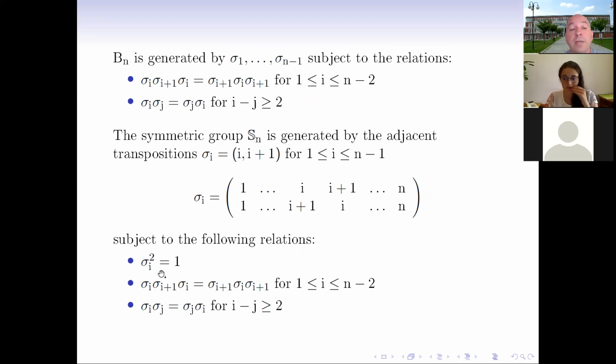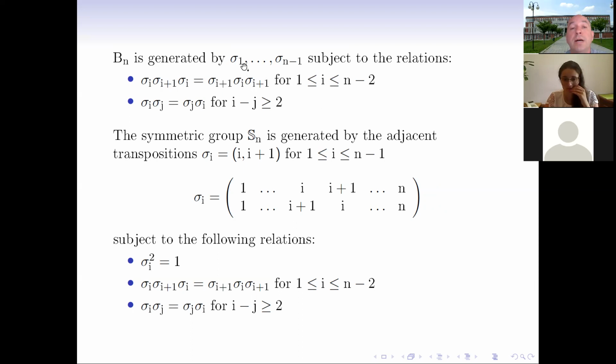But the first one, sigma i squared is 1, which is the property of the transposition. Every transposition squares to 1. And this is not present in the set of relations for Bn. It means that in fact it is what we expect it to be, right?